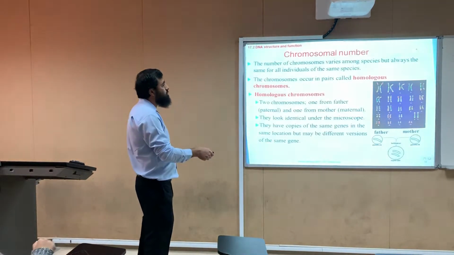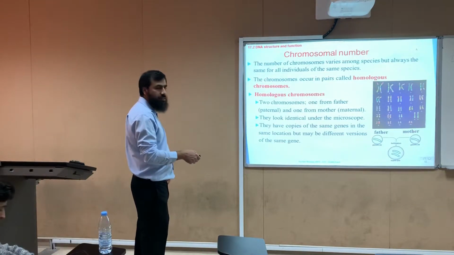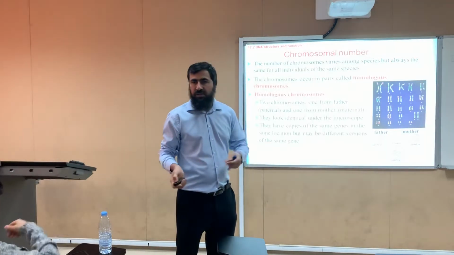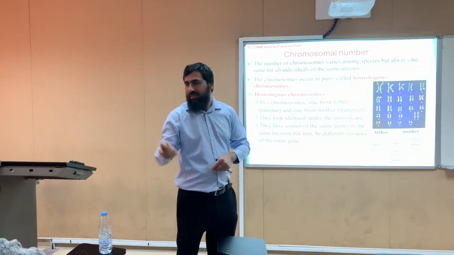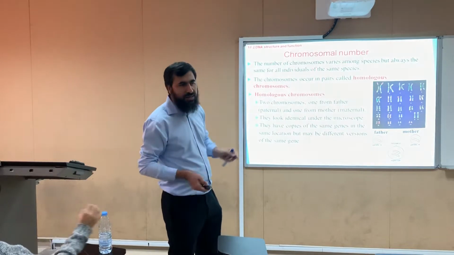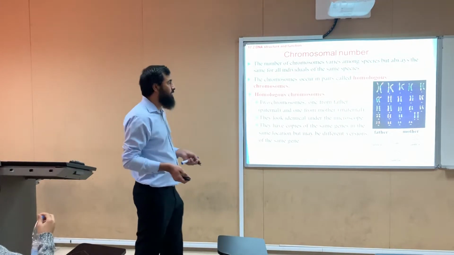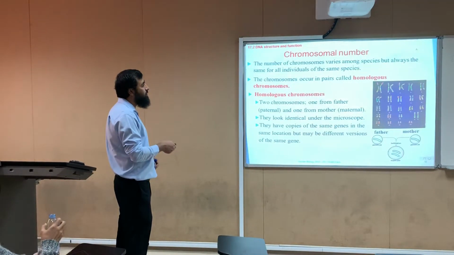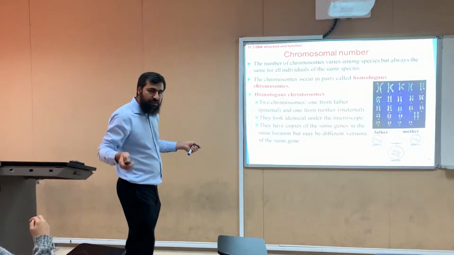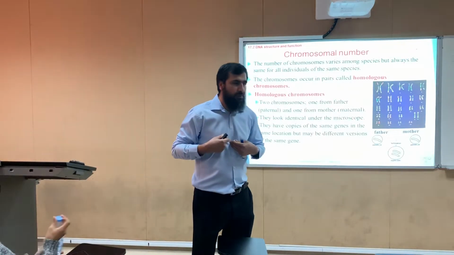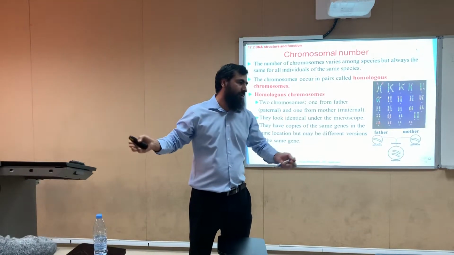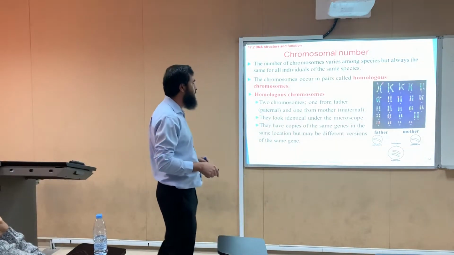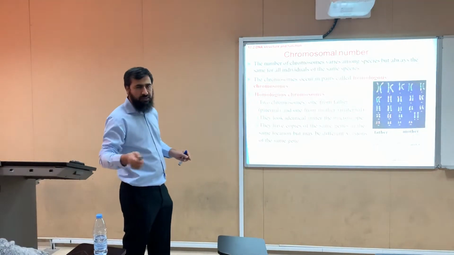So the chromosome number is not the same in all species. Humans, monkeys, trees, and so on, we have different chromosome numbers. But individuals of the same species always have the same number. So I have the same number as you, and all humans have the same number of chromosomes, in male and female.